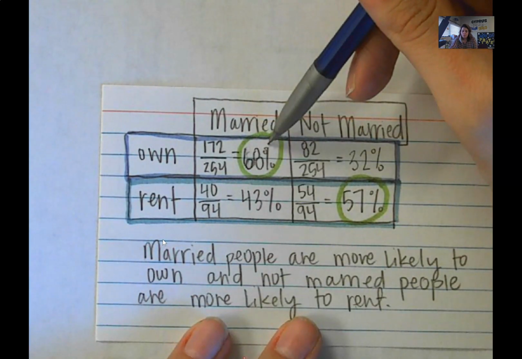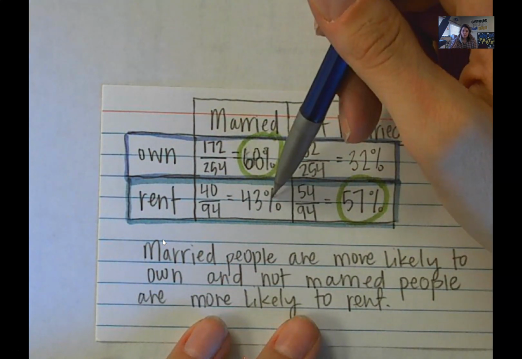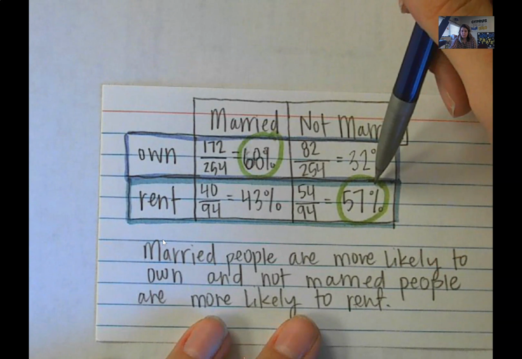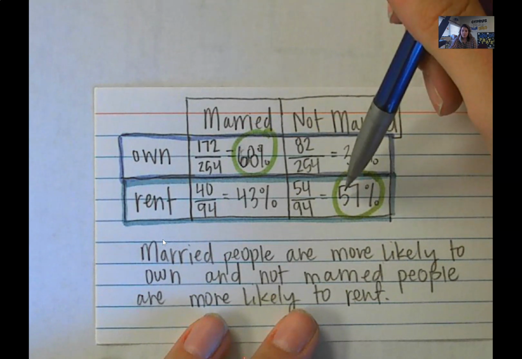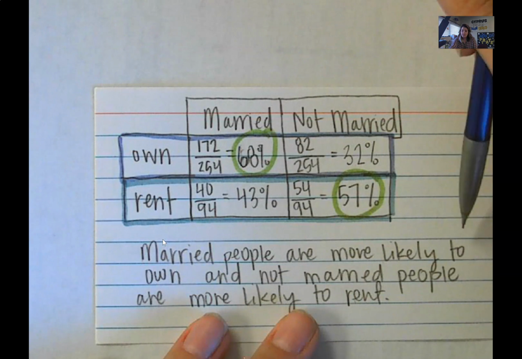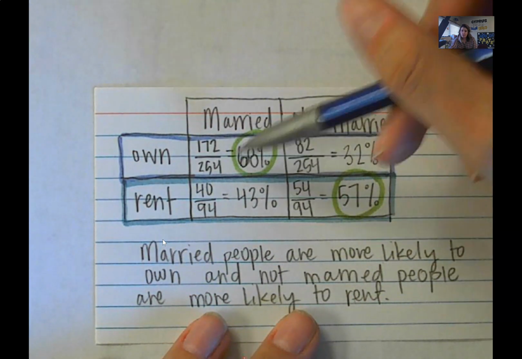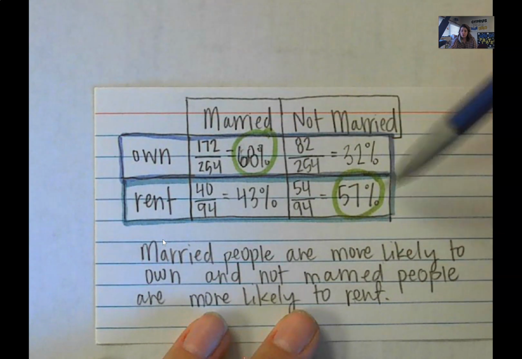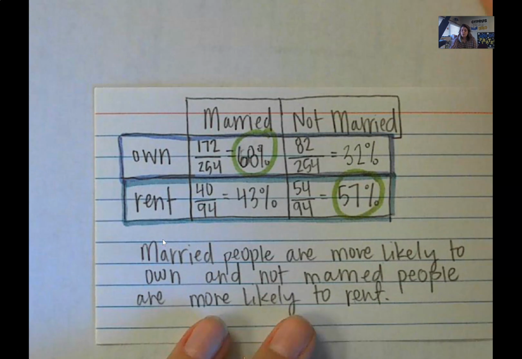68% of married people own, 32% of not married people own, 43% of married people rent, 57% of not married people rent. This supports what I was thinking about this relationship. Married people are more likely to own. That's what I have circled here. Married people are more likely to own. Not married people are more likely to rent.